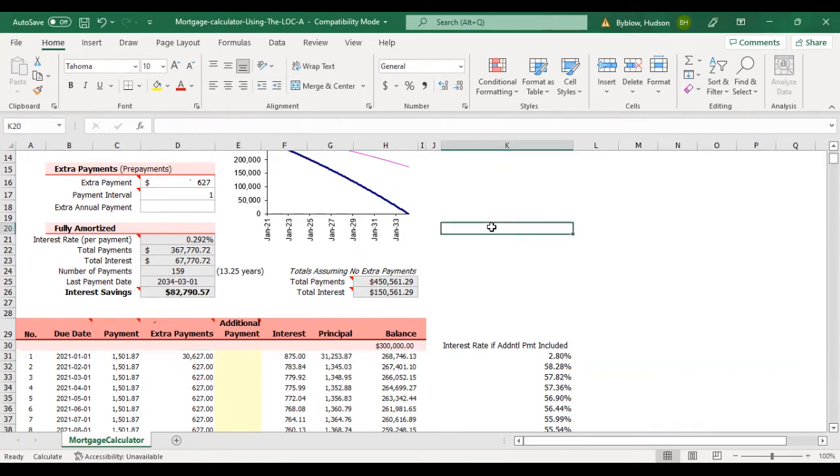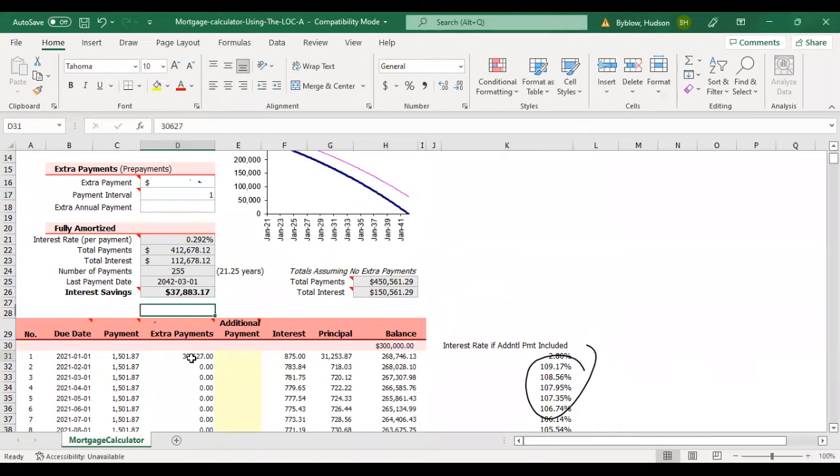It would depend where you are on your mortgage curve. At the beginning of your mortgage curve, you have the highest interest rates. Let's just go back to that here. We're going to change this to 0 here. So it's 0, and we have no extra payments.